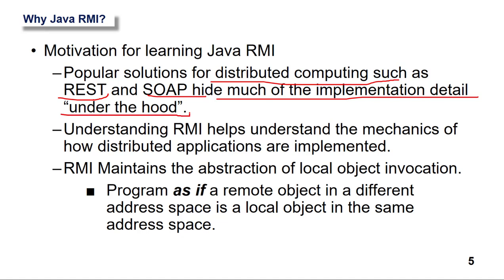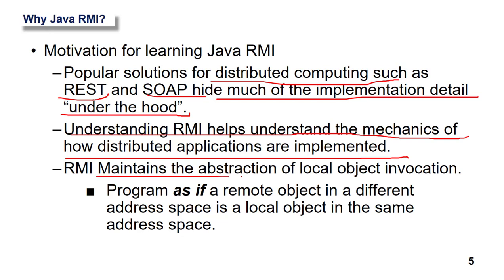We're trying to show the mechanics of what's happening behind the scenes, and Java RMI is a very good way to do that. It enables us to see a lot of the code and a lot of the mechanics and the individual things that we need to do in the background in order to enable distributed computing. So understanding Java RMI helps us to understand the mechanics of how distributed applications are implemented.